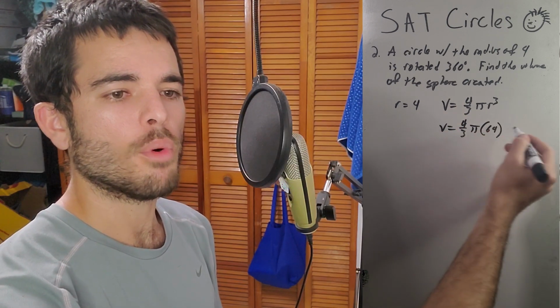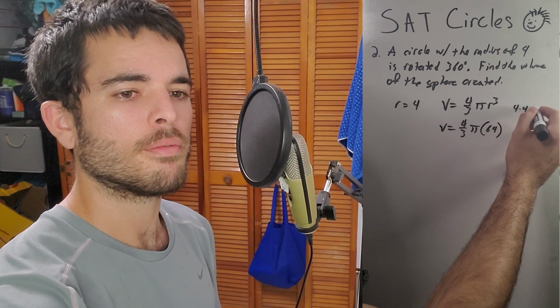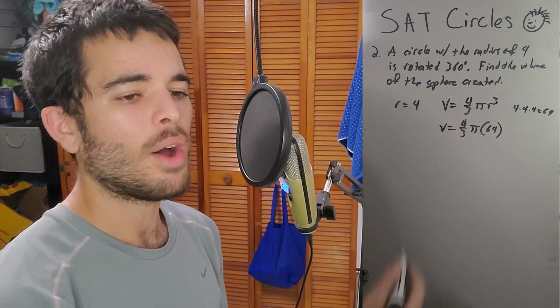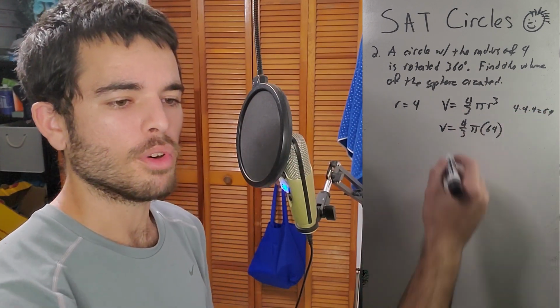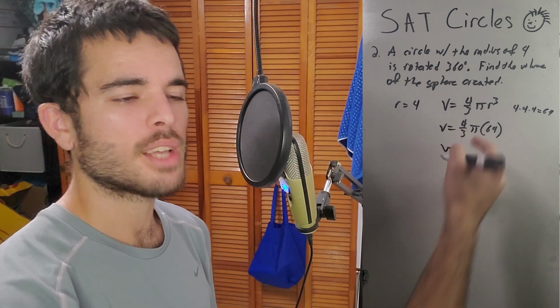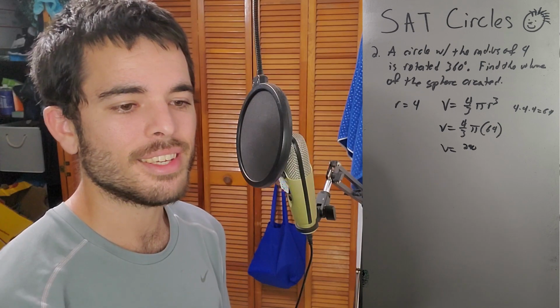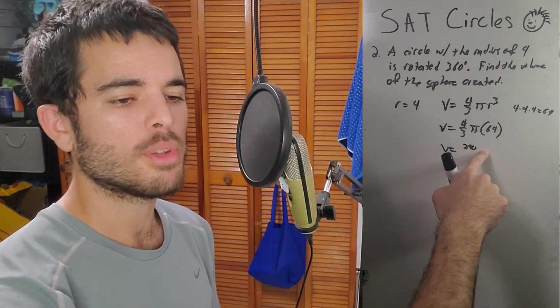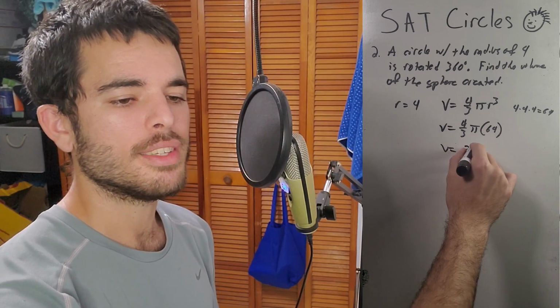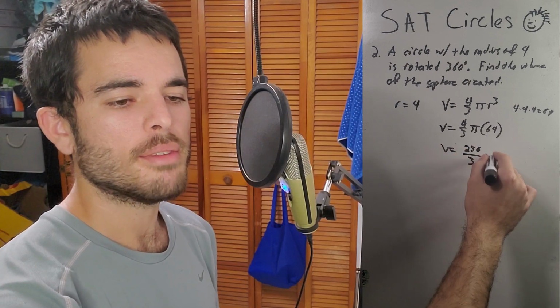That's going to be 64, 4 times 4 times 4. And now I have to multiply 64 times 4. So let's do this in our head real quick. The 4 times 60 is 240. And then the 4 times 4 is 16. So I know 240 plus 16, 256. All that's going to be divided by 3.